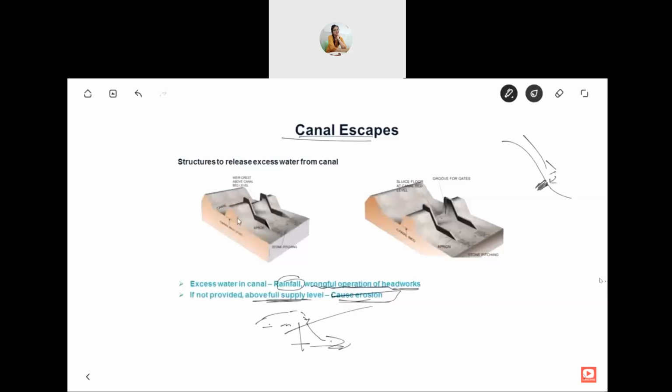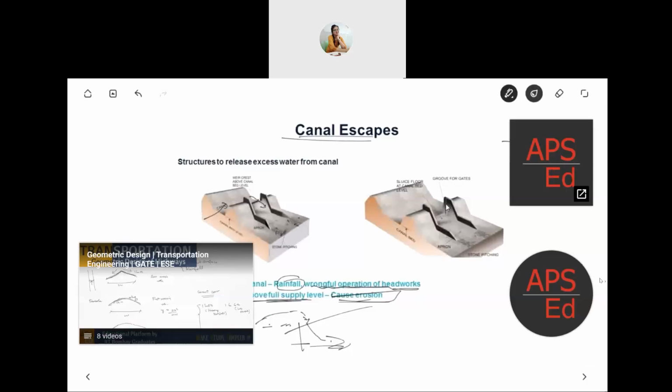What you do is you provide canal escapes. If this is the canal and water is going like this, you provide a weir just above the canal bed level so that water will escape here, and some stone pitching and all that to release the energy in a better way. Sometimes you even provide gates, sluice gates. So either you provide weir type or sluice gate types, where you have gates which you can open when there is surplus water alone and water will flow out.